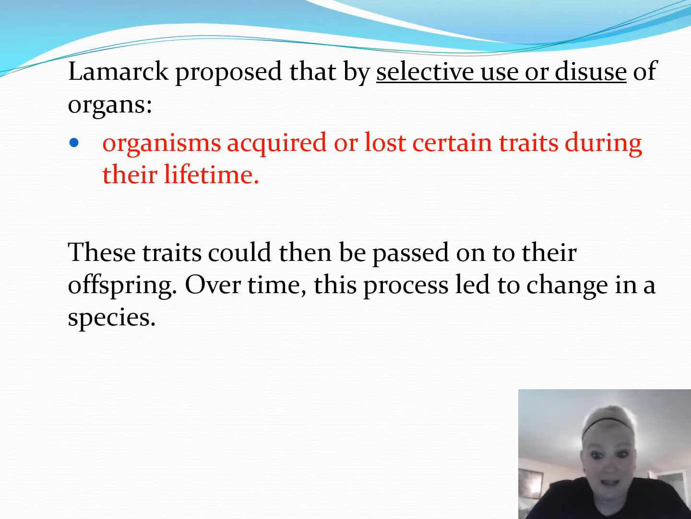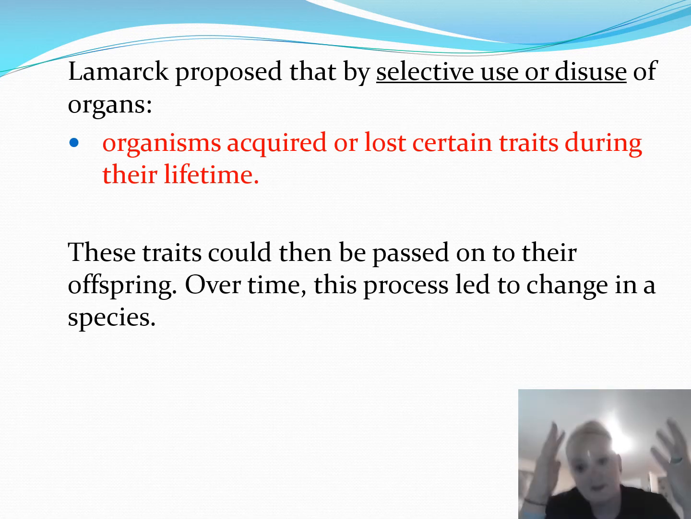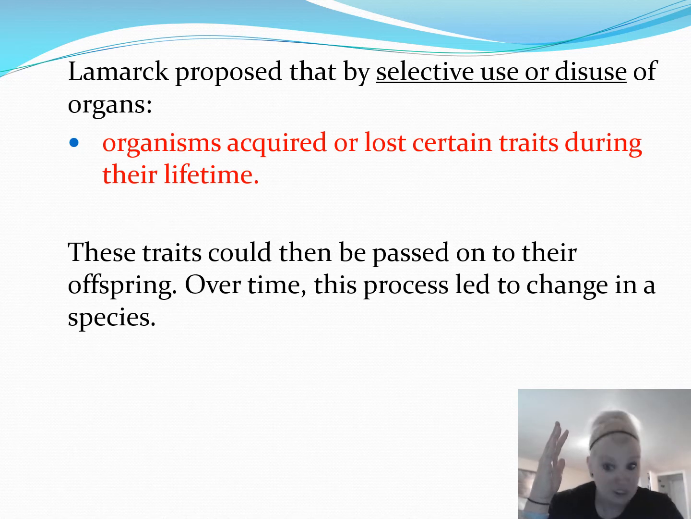And then he thought it's because you would pass them on to your offspring. So let's get this straight. First off, I'm right-handed, and I don't use my left hand a lot. So according to Lamarck, my left hand would eventually disappear during my lifetime while I'm living. And then when I have kids, they would be born with no left hand. Is that really how it works?